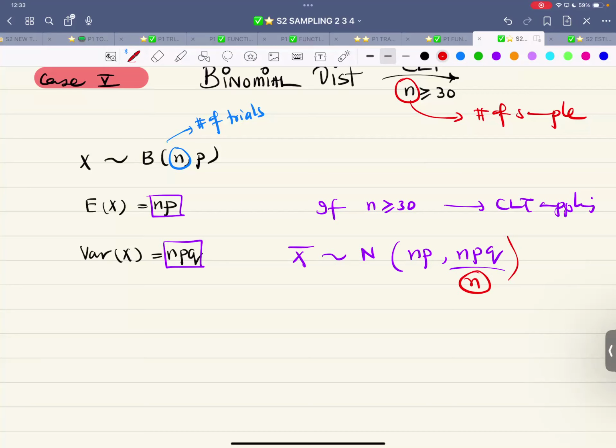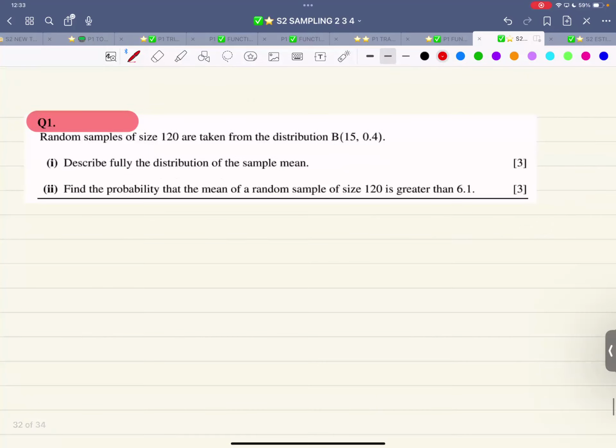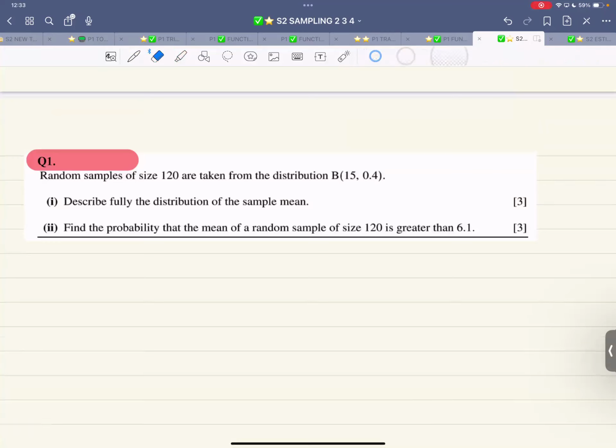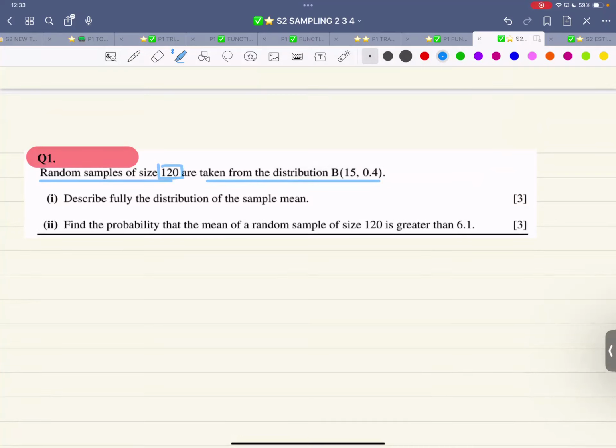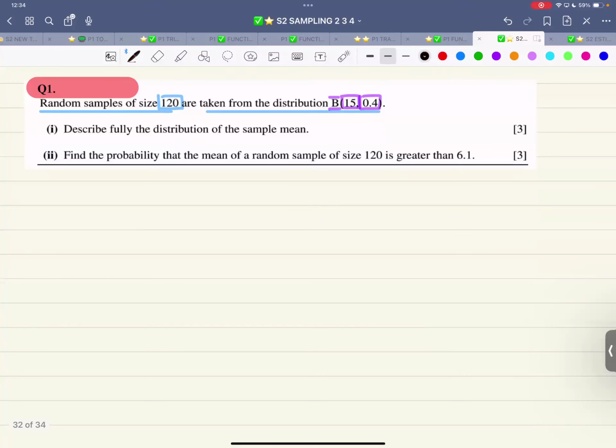Now, what kind of question will come? Let's have a look. A past paper question. Let me first highlight it. Let me just erase this thing. Now it says random samples of size 120 are taken from this distribution. Now understand the difference between the two. This 120 over here, that is the sample size. This N over here, 15 and 0.4, that is for the binomial distribution. That is the number of trials and probability of success. Okay. So now, first of all, write down binomial.